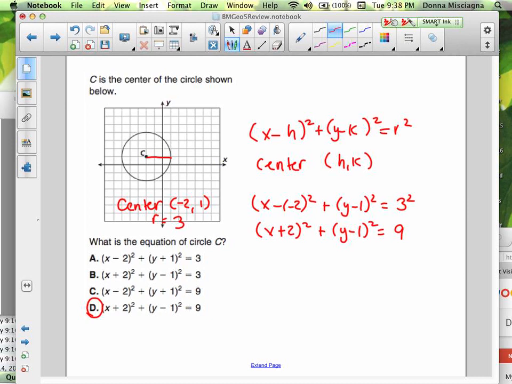In terms of writing the equation, if we have the center and the radius, we just have to plug them in. Just got to remember your formula and plug them in, and then simplify out the radius and double negatives. All right, let's look at the next problem.